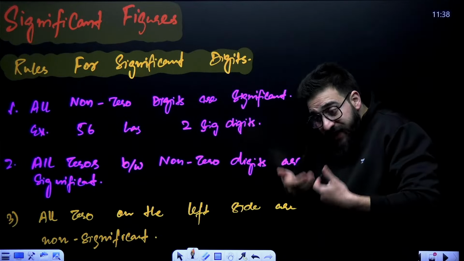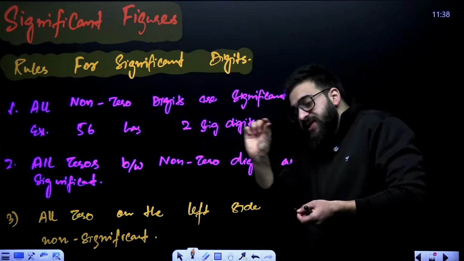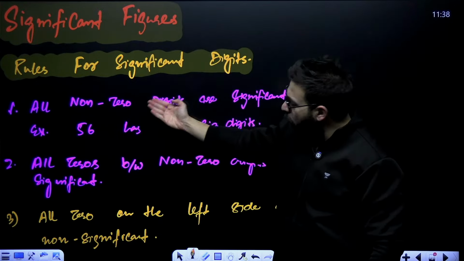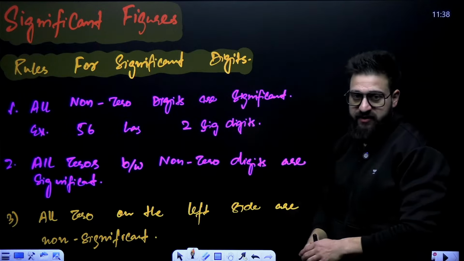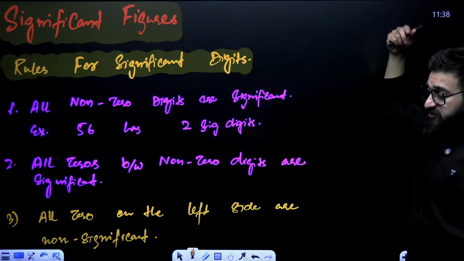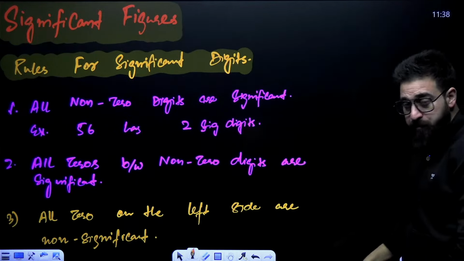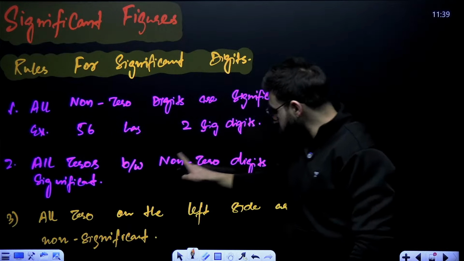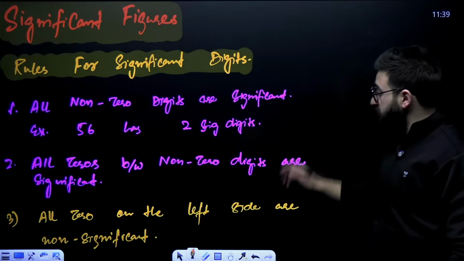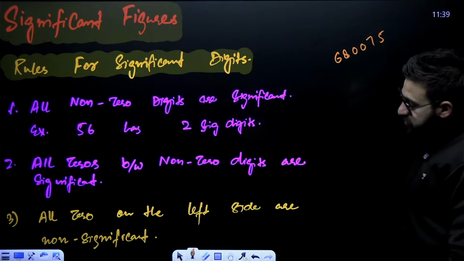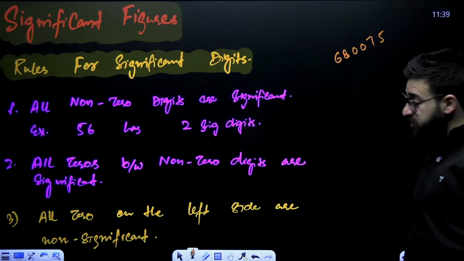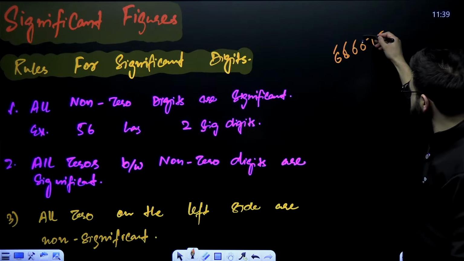So all non-zero digits will be significant. 56 has 2 significant figures. 3875 has 4 significant figures. All zeros between non-zero digits are significant. Like 680075. In this case, how many significant digits? We say 1, 2, 3, 4, 5, 6.